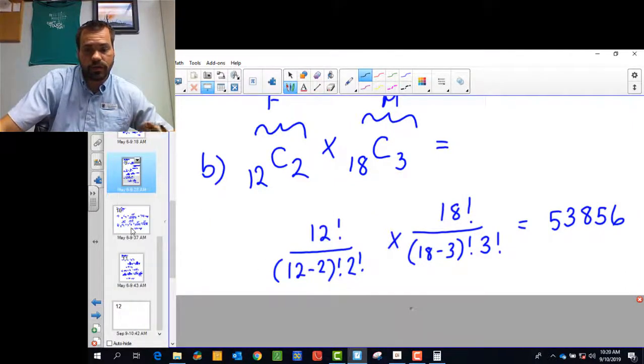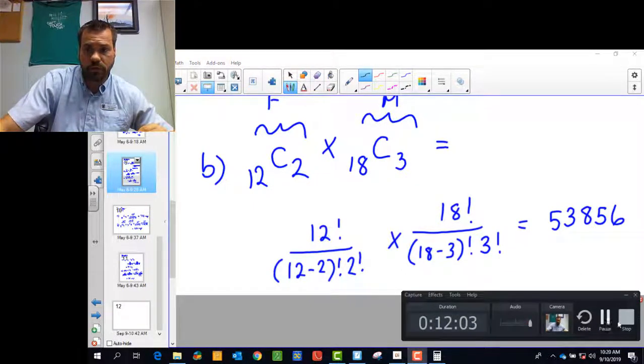There's more to it. You'll get to practice more, but a combination and permutation are very similar. The combination is just order doesn't matter. So we're going to leave it there, and we'll do some practice.